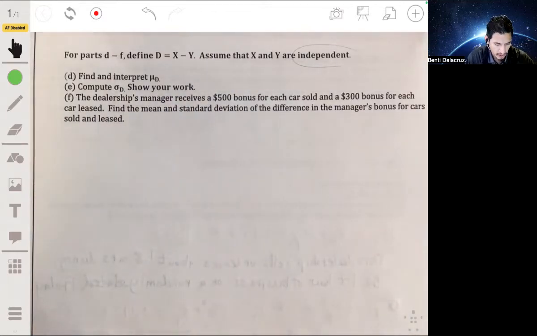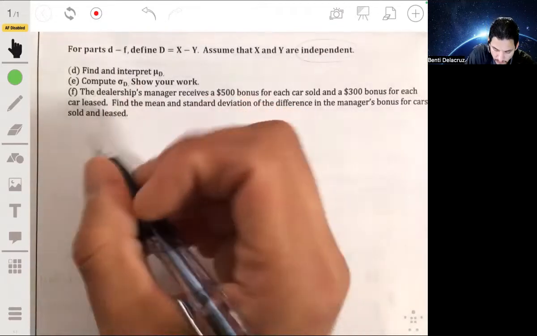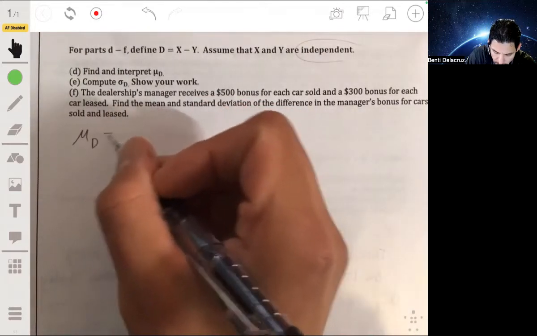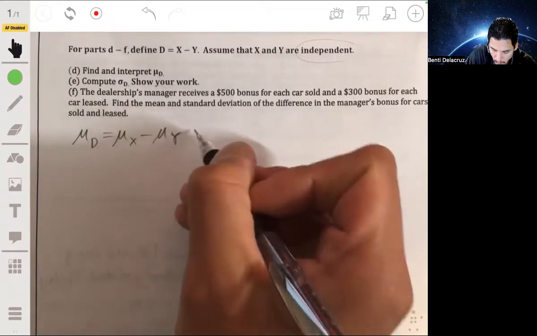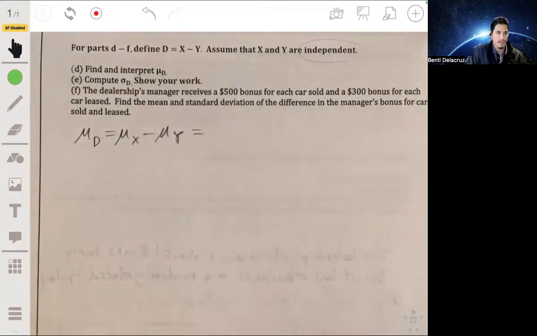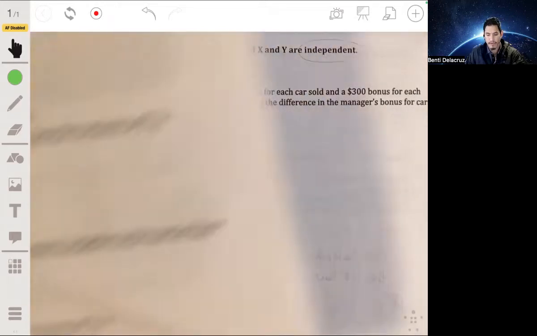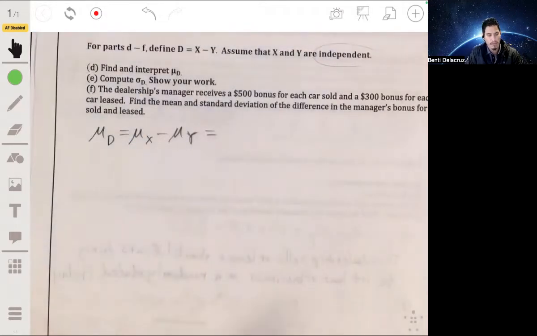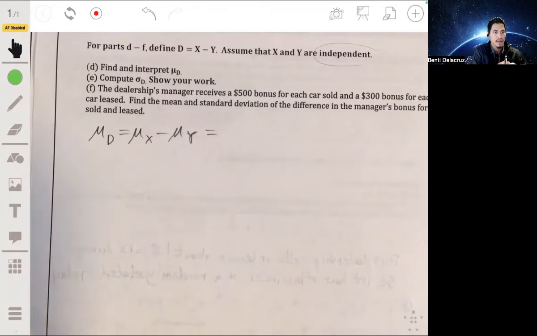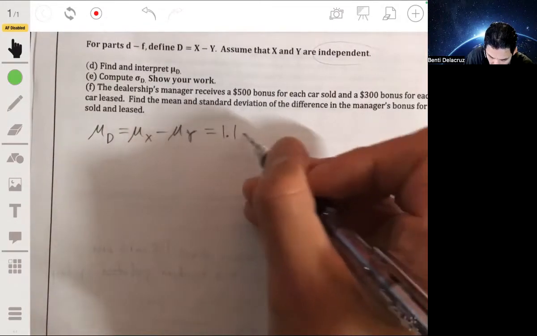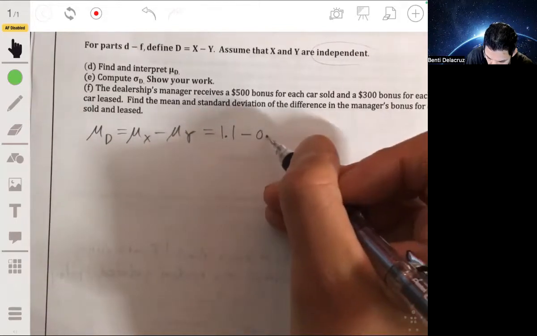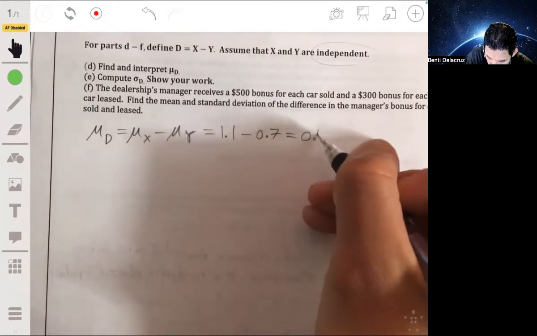So let's see what's going on here. The mean of D will just be equal to the mean of X minus the mean of Y. And that's given straight up in our formula right here. It's pretty intuitive. So that'll be 1.1 minus 0.7, which is 0.4.